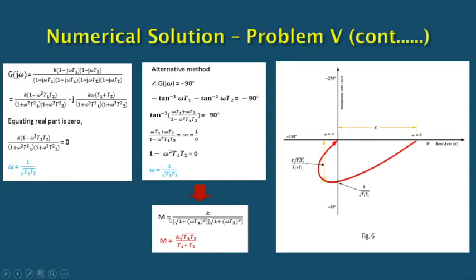If we put the value of omega in the magnitude equation, then we get this magnitude: K into root over T1 T2 divided by T1 plus T2. This is the magnitude.